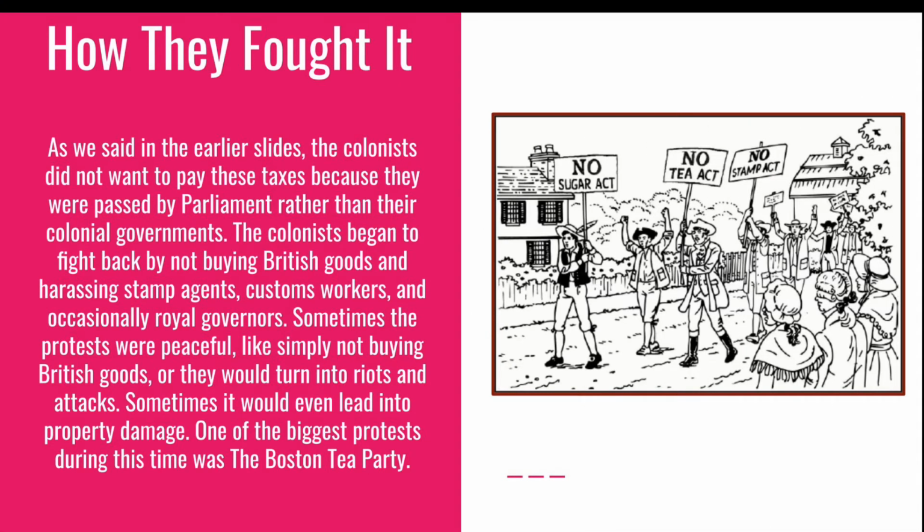How they fought it. As we said in the earlier slides, the colonists did not want to pay these taxes because they were passed by Parliament rather than their colonial governments. The colonists began to fight back by not buying British goods, harassing stamp agents, customs workers, and occasionally royal governors. Sometimes the protests were peaceful, like simply not buying British goods, or they would turn into riots and attacks. Sometimes it would even lead into property damage. One of the biggest protests during this time was the Boston Tea Party.